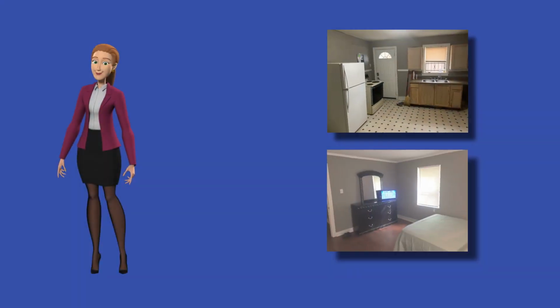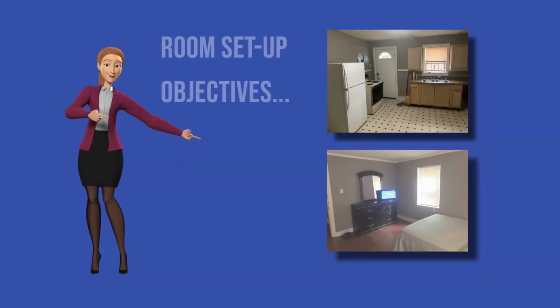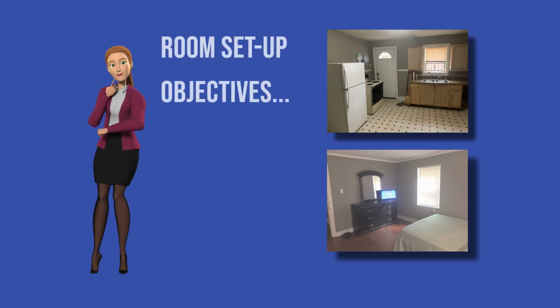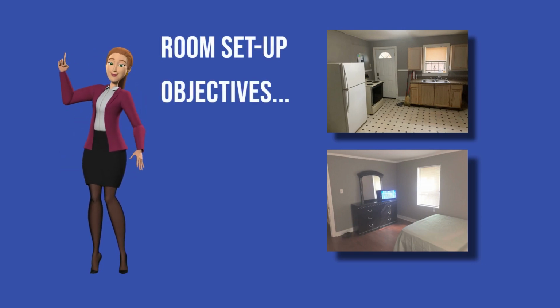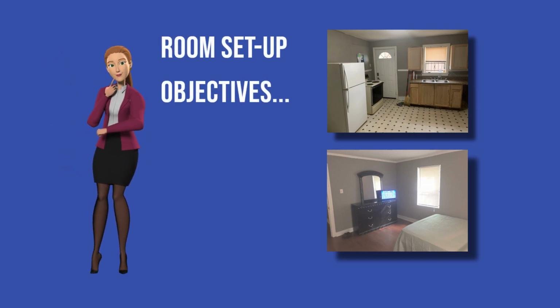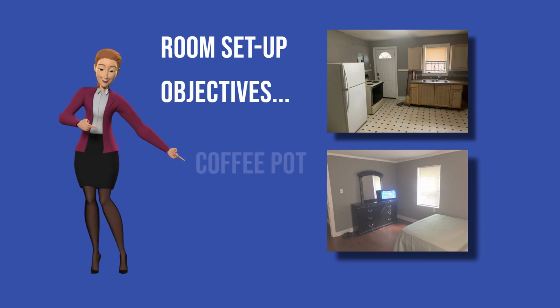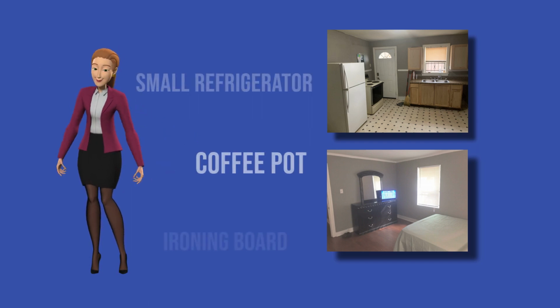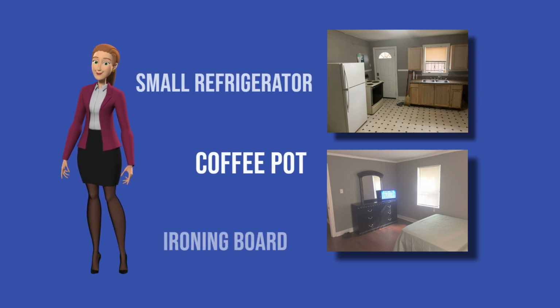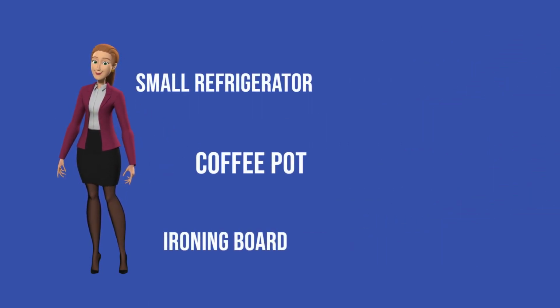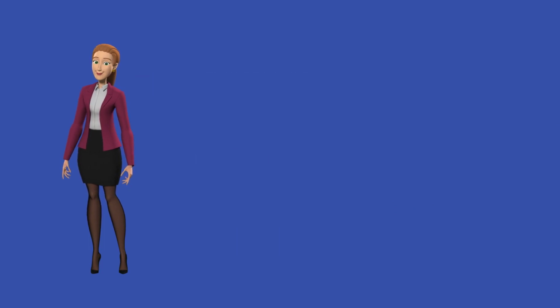When first approaching your room setup objectives in a cost-effective way, think about what you would need if you were in a room. Have you noticed in a hotel, the rooms seem to have several items of convenience? For example, coffee pots, small refrigerator, ironing board, TV, etc. You would need to take the same approach when setting up rooms for tenants.